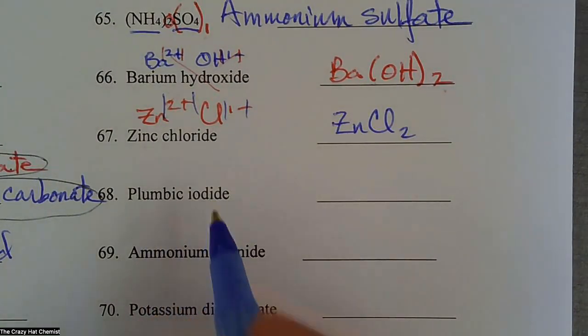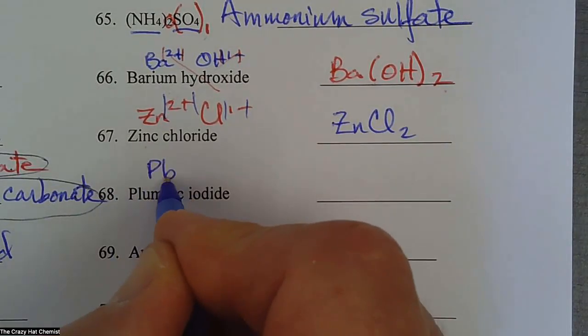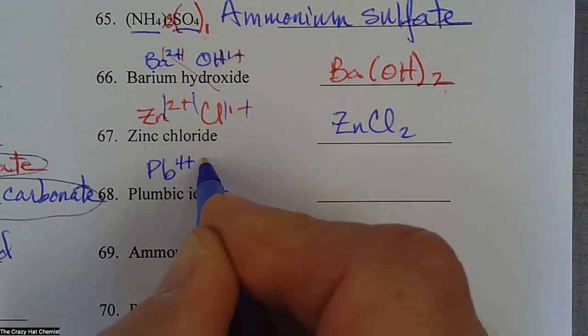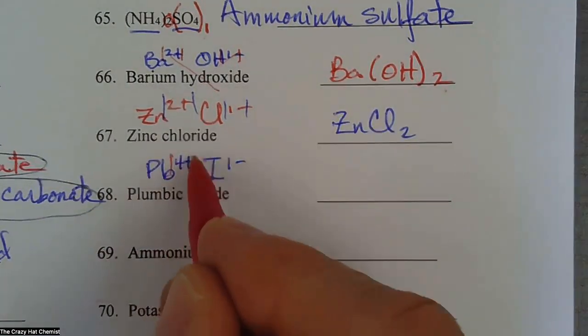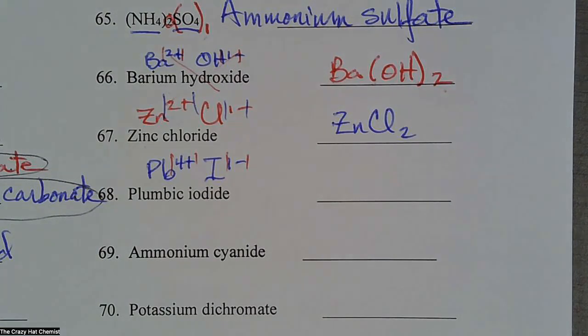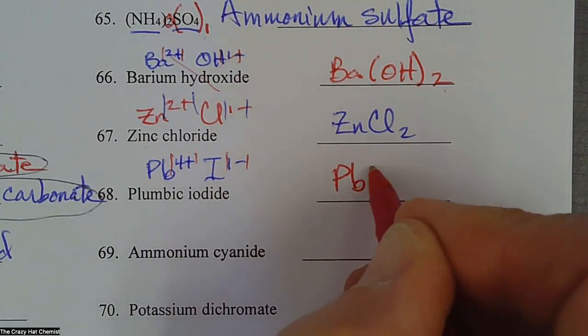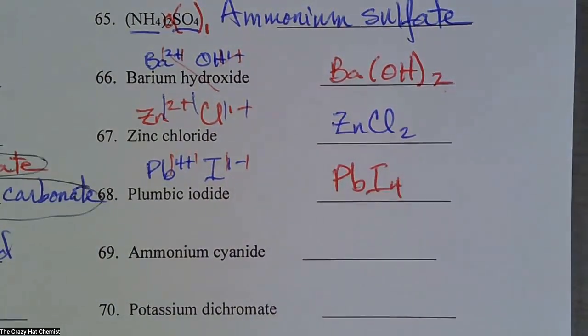So we have plumbic iodide, and plumbic is a 4+ charge. Iodide is a halide ion of -1. We're going to take the absolute value of these numbers, flip the numbers, bring it down. We get PbI4. All right.